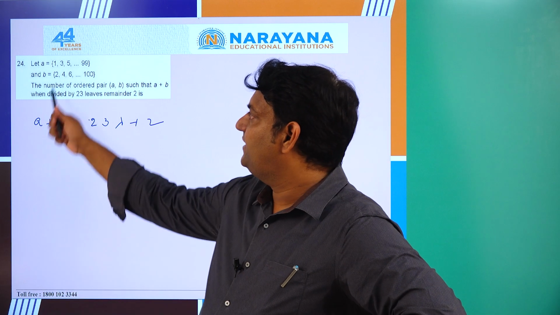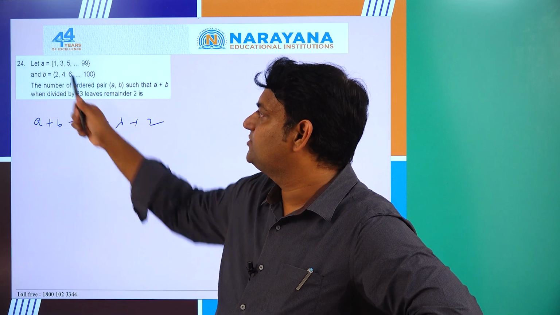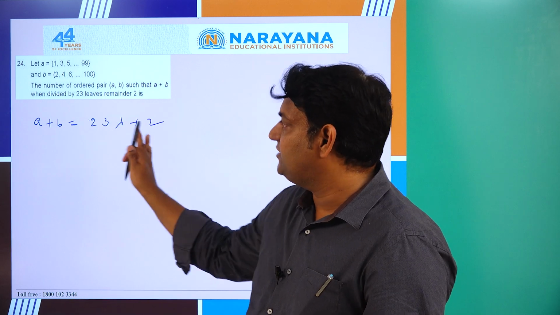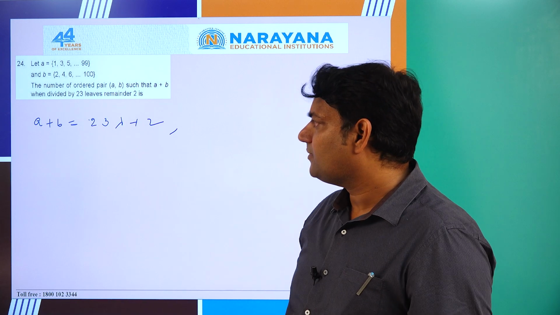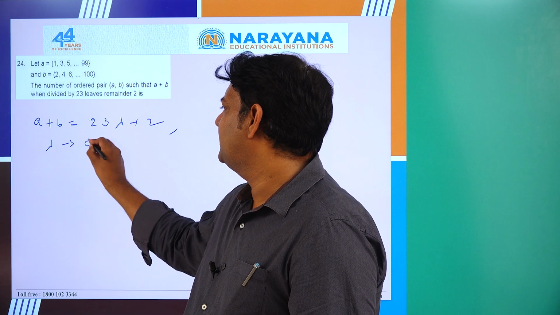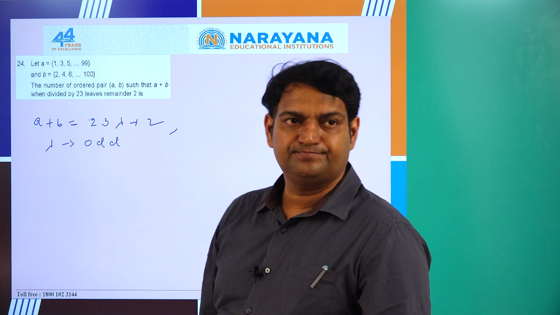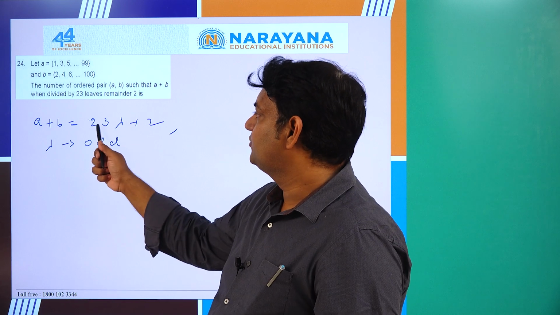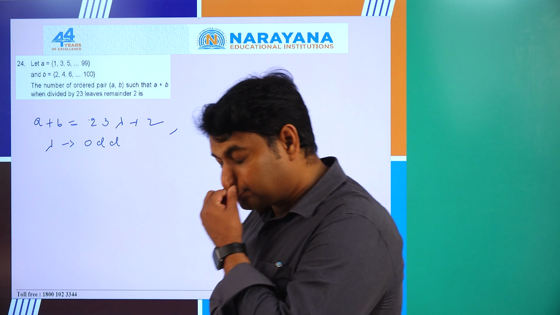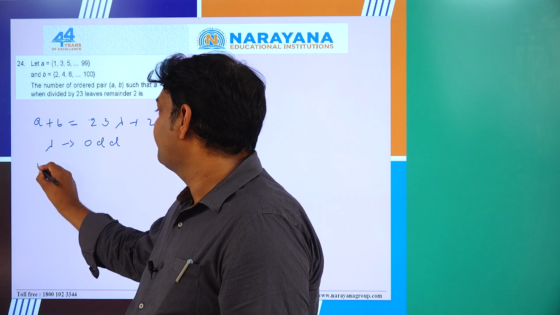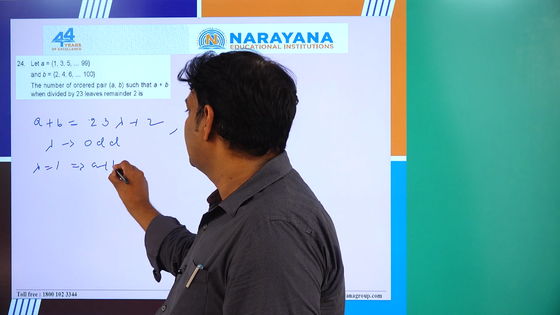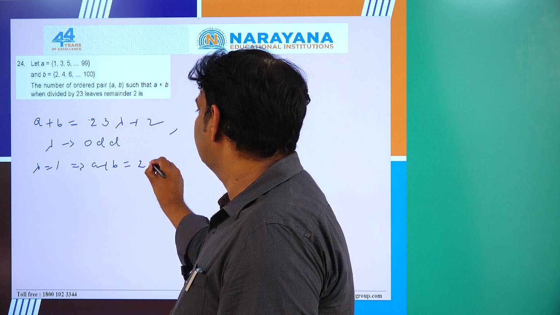Now A is odd, B is even, so A plus B should obviously be odd. If the left side is odd, the right side must be odd too. For this to be odd, lambda must be odd. Why? Odd into 23 is odd, and odd plus 2 gives an odd value. So lambda should be odd. Start with lambda 1. When lambda is 1, A plus B should be 23 plus 2, 25.